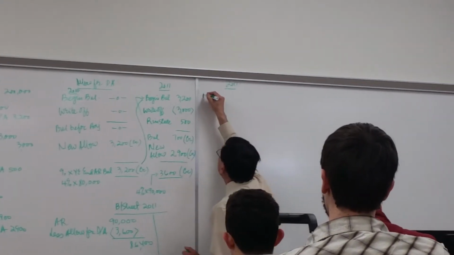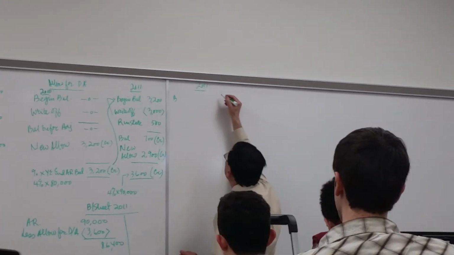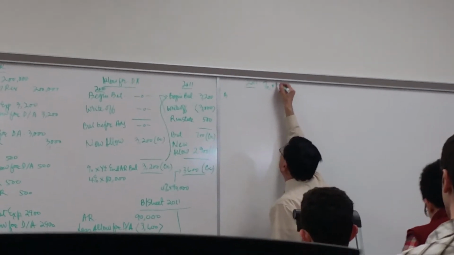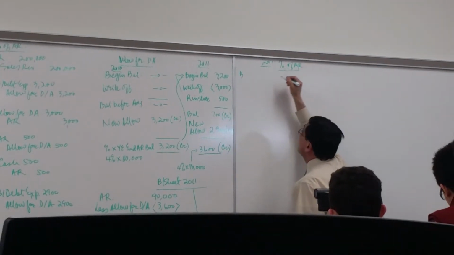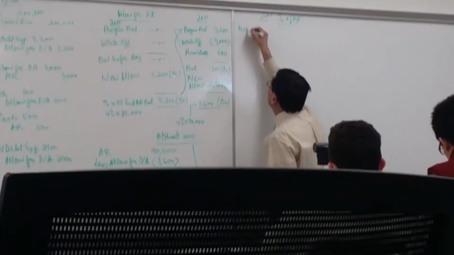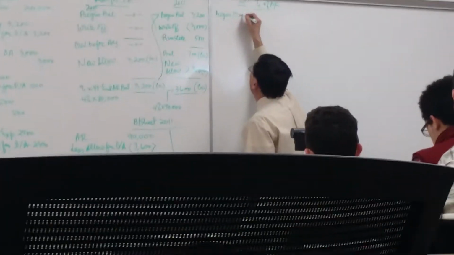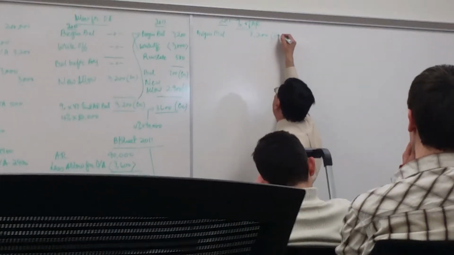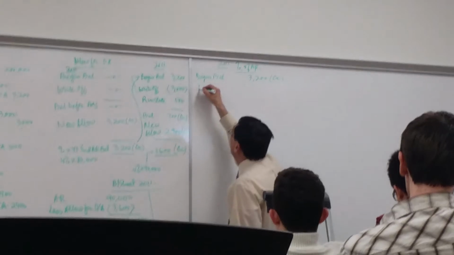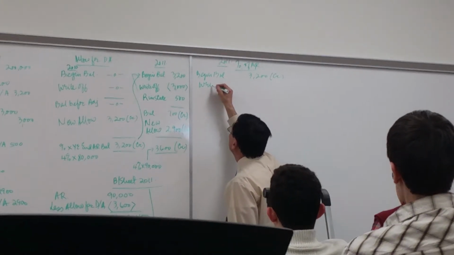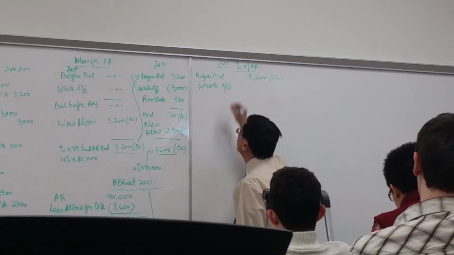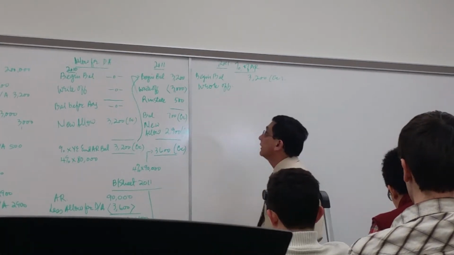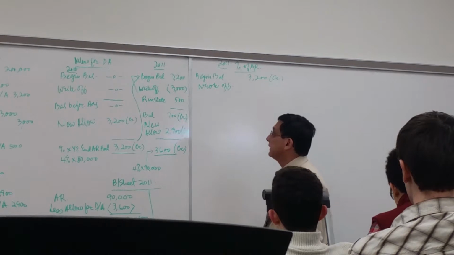My beginning balance was how much? I'm looking at percentage of AR. Okay. My beginning balance was how much? Was it 3,200? Are you with me? This is the credit balance. My write-off: last time we wrote off 3,000, correct?